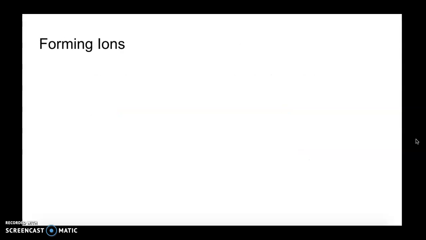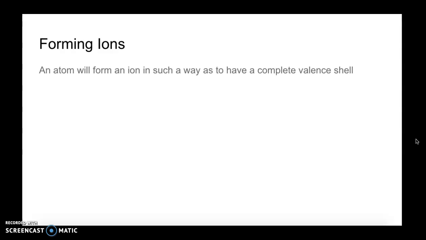So let's talk about something new today, forming ions. How does an atom become an ion? It can either gain or lose electrons, but it's helpful if we draw Bohr models, which we'll get to here in a minute. But an atom will form an ion in such a way as to have a complete valence shell.